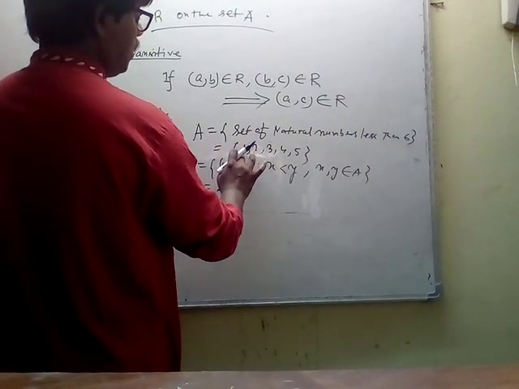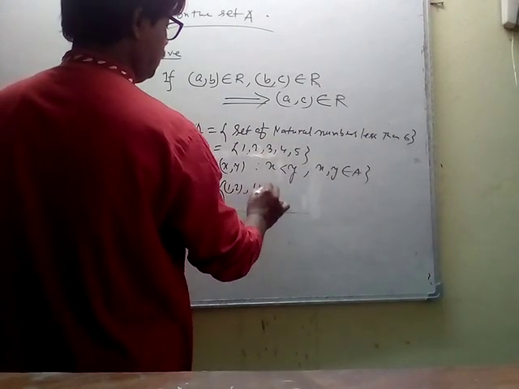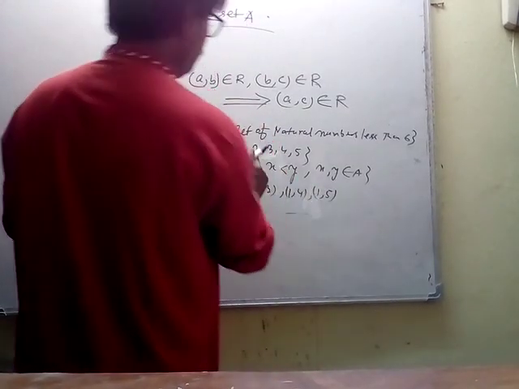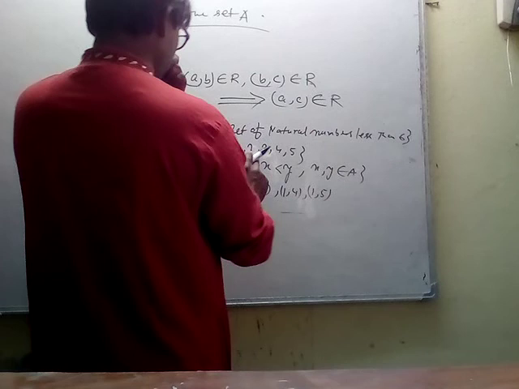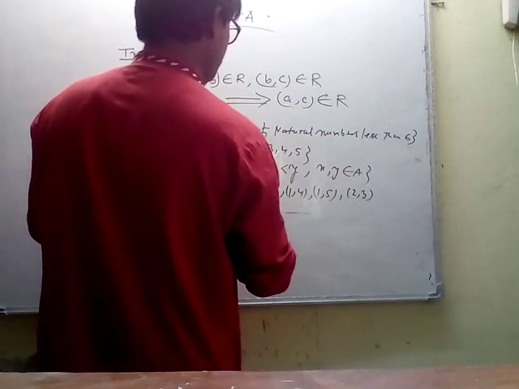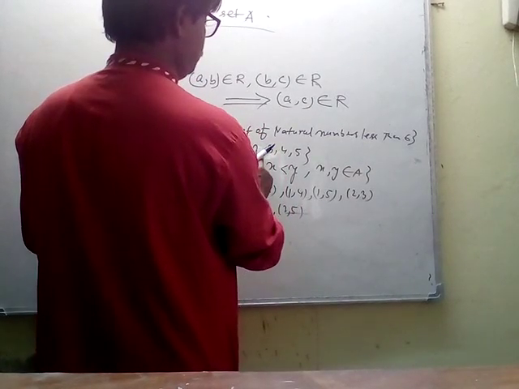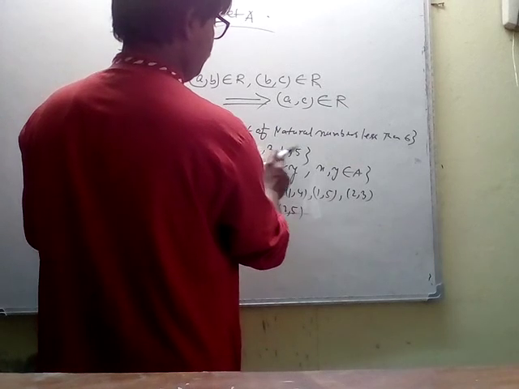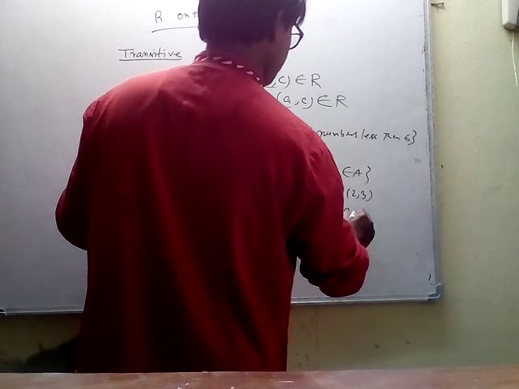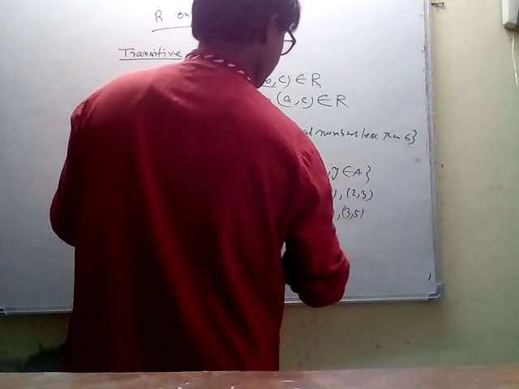Then we can take (1,2), (1,3), (1,4), (1,5). And (2,1)? No, 2 is not less than 1. Then (2,3), (2,4), (2,5). And (3,4), (3,5), since 3 is less than 4 and 3 is less than 5. And (4,5).